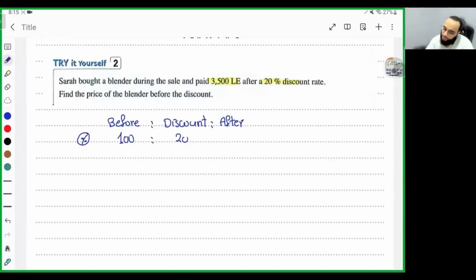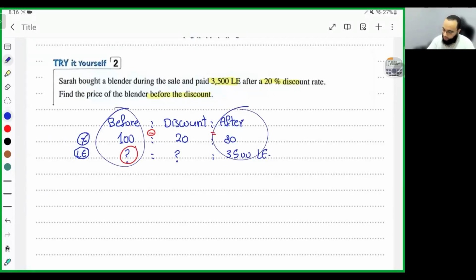What's the discount itself? 20%. And the discount is subtracting or adding the numbers? Subtracting. Then here is what? 80%. Okay. And this is a pounds line. Do you have the price before the discount? No. Do you have the discount itself? No. But you have the price after the discount, which is 3,500. He's asking about what? The price before the discount.